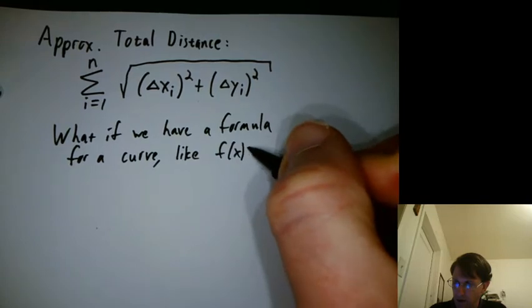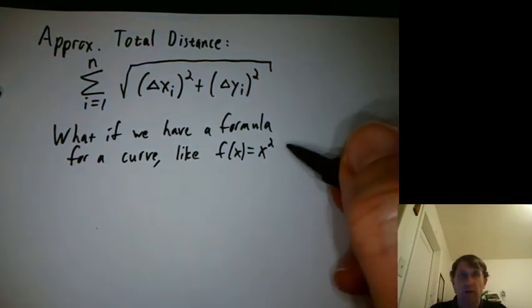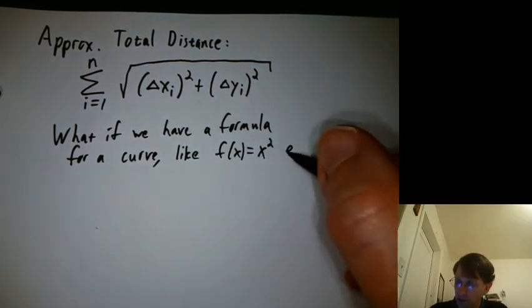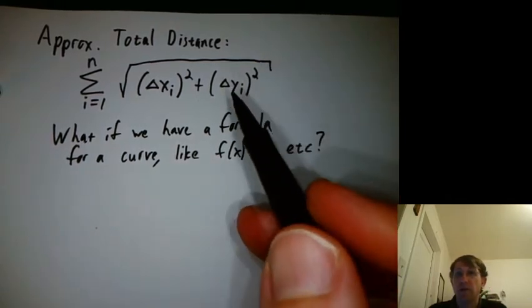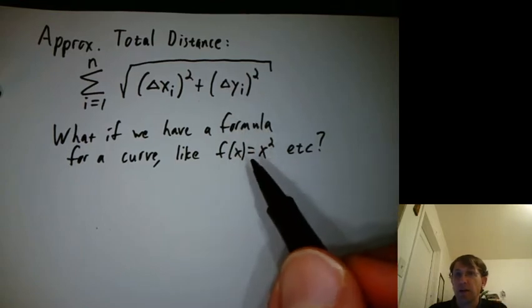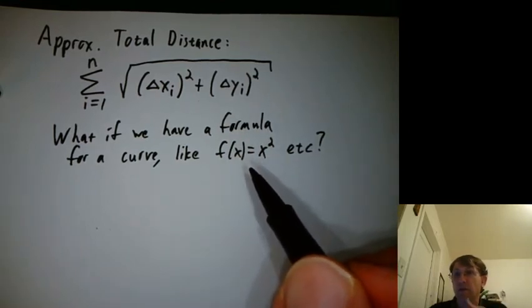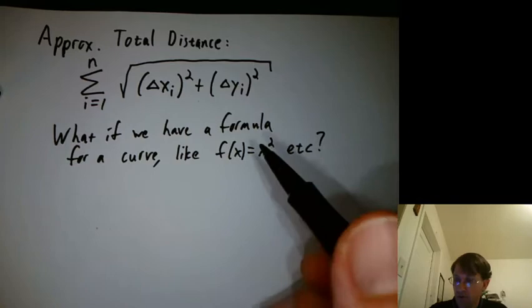Like f of x equals x squared, or something fancier. Since we know how to solve the problem with data, and we don't know yet how to solve it with a formula, what if we turn the formula into data? Just take data from the formula.